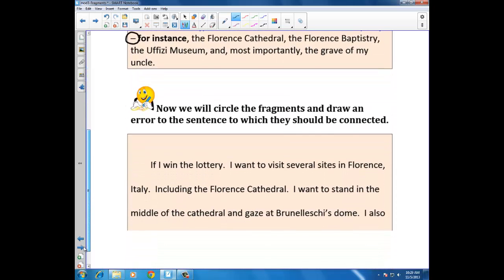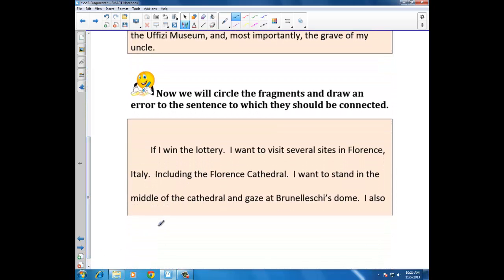In the exercise below, let's circle the fragments and draw an arrow to the sentence to which they should be connected. If I win the lottery: classic dependent clause fragment. Win, subject I, verb, subordinating conjunction. This should be: If I win the lottery, comma, I want to visit several sites in Florence, Italy. We need a comma here because we have a for example fragment following it, including the Florence Cathedral.